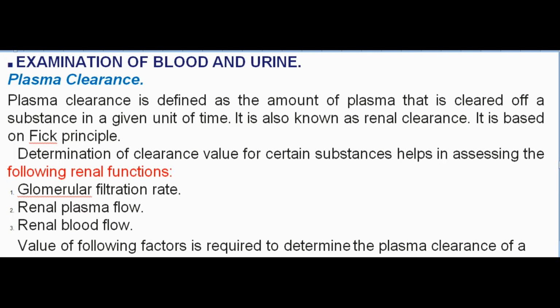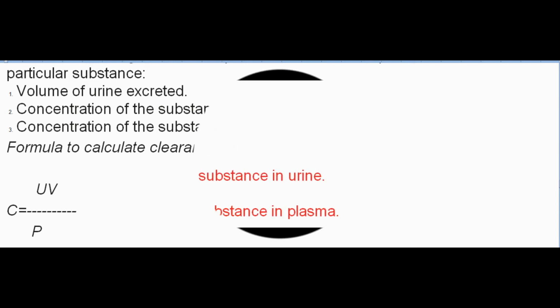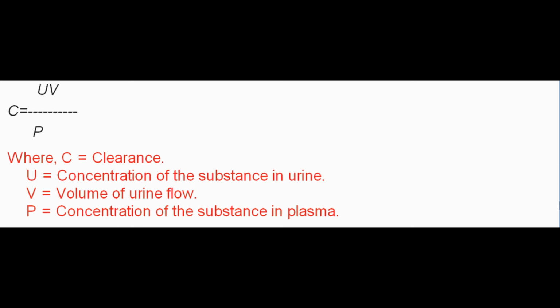Determination of clearance value for certain substances helps in assessing the following renal functions: glomerular filtration rate, renal plasma flow, renal blood flow. Value of following factors is required to determine the plasma clearance of a particular substance: volume of urine excreted, concentration of the substance in urine, concentration of the substance in blood. Formula to calculate clearance value: C equals UV/P, where C equals clearance, U equals concentration of the substance in urine, V equals volume of urine flow, P equals concentration of the substance in plasma.